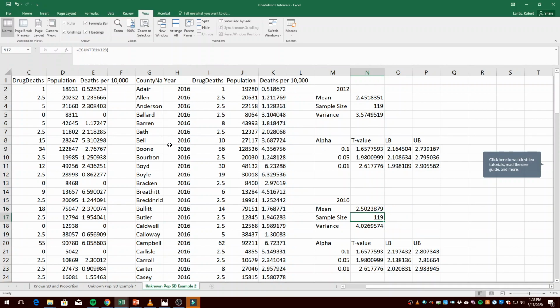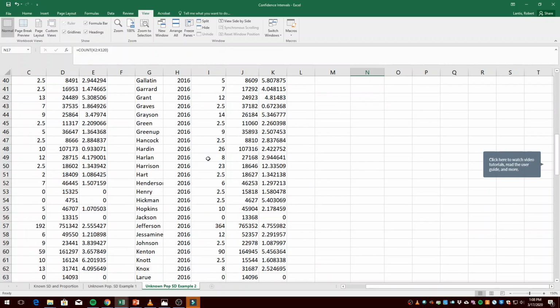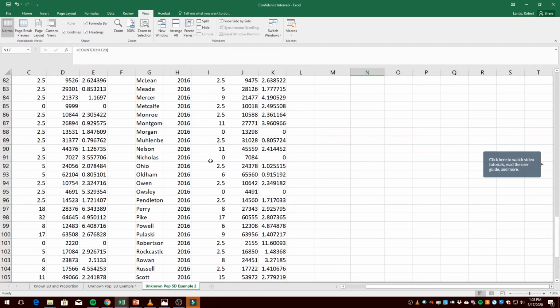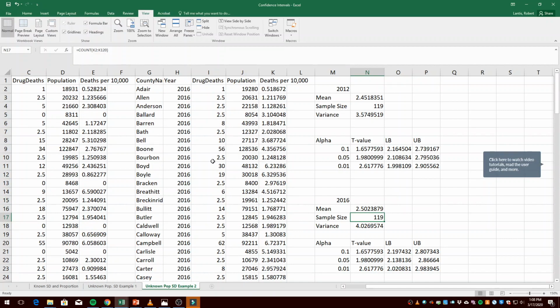I believe these are not Indiana counties. No, maybe it wasn't Indiana counties. I think it might have been Ohio counties. Regardless, I then can construct these confidence intervals, and so with 90% confidence, notice that the confidence interval for the number of drug deaths in 2012 compared to the one for 2016, they overlap quite a bit, right? So I can't say with certainty that drug deaths were higher in 2016.